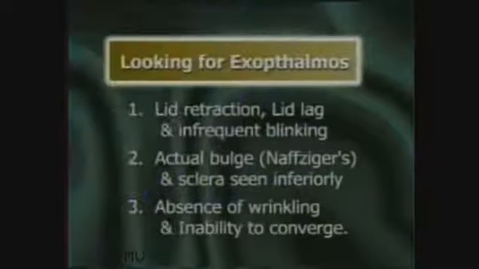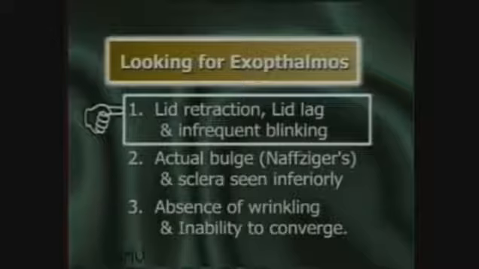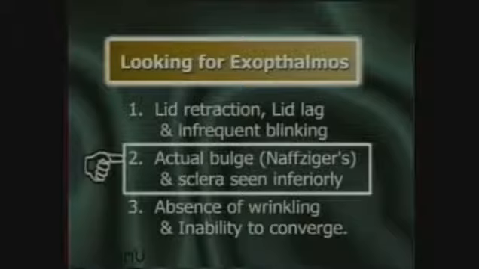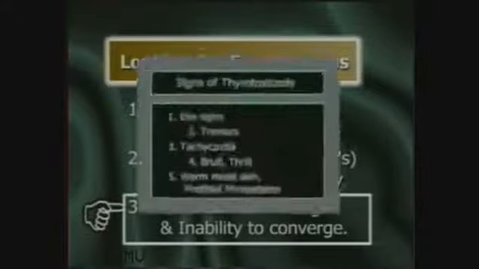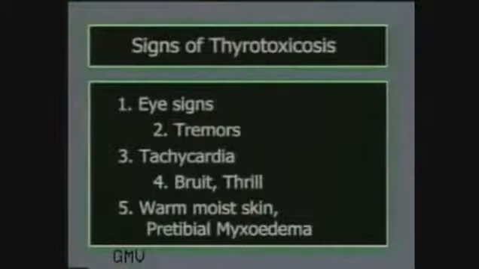To revise, look for lid retraction, lid lag and infrequent blinking. Look for actual exophthalmos by Naffziger's method and visibility of sclera beneath the inferior limbus. Then look for wrinkling of forehead, that is Geoffroy's sign, and test convergence, that is Mobius sign. We are examining for the signs of thyrotoxicosis, and we have now studied the eye signs in thyrotoxicosis.